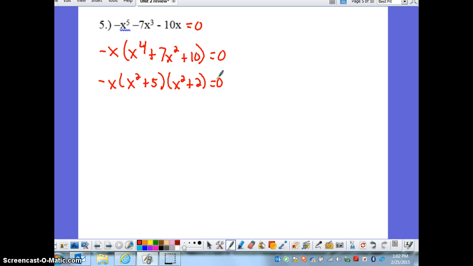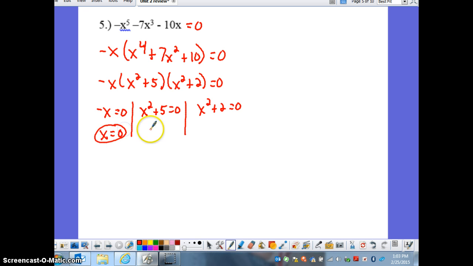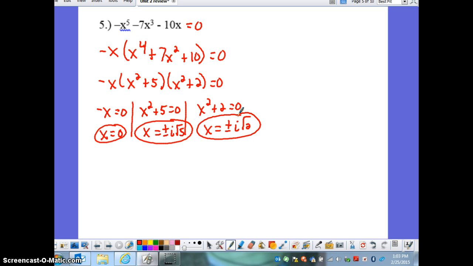When I finish this, I'm going to set each of those equal to 0. So I get negative x equals 0, x squared plus 5 equals 0, and x squared plus 2 equals 0. First one, you get x is equal to 0. That's my first one. For this one, you subtract your 5, and you get x squared equals negative 5, so x is equal to plus or minus i root 5. With the square root of a negative, the negative comes out as an i. The second one is very similar: x equals plus or minus i root 2. Again, subtract your 2, then take the square root of both sides.